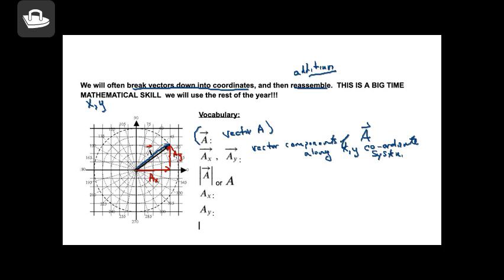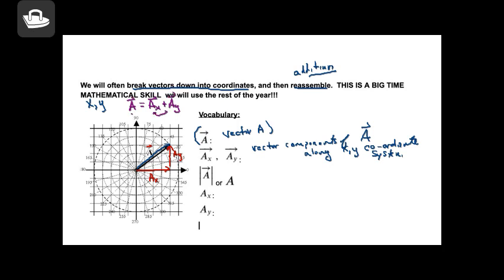So we have this vector right here, and I can break it down into the X and the Y components such that, I'm going to switch colors again here, vector A is equal to A sub X plus A sub Y. So these are two vectors that I'm combining together that return the original vector. This is the resultant. These are the components.